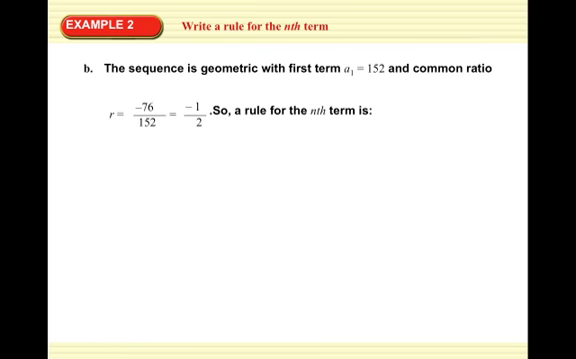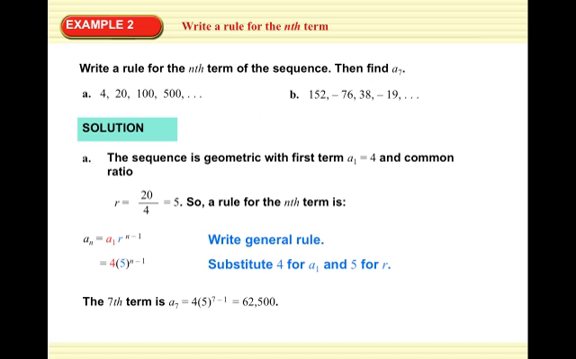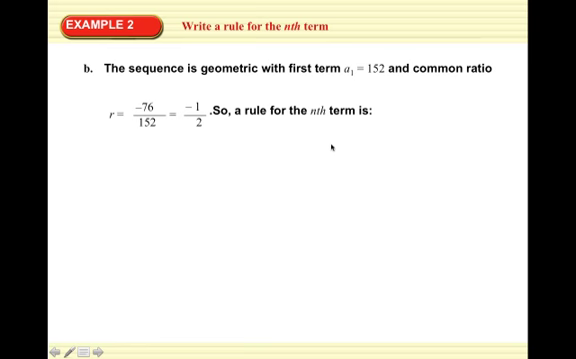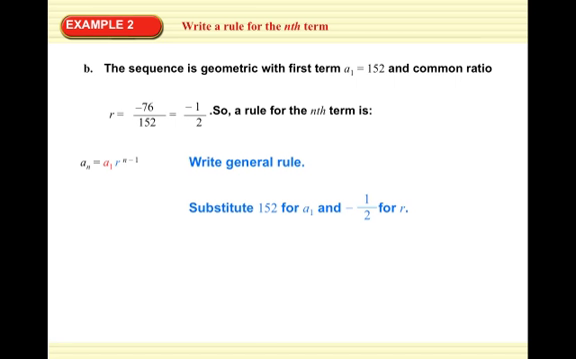The sequence is geometric with the first term equaling 152, right? Yep, there's the first term, 152. To figure out what R is, we do second term divided by first term. So negative 76 divided by 152, which is negative 1/2. So a rule for the nth term is, and we'll plug in 152 for A1 and negative 1/2 for R. So we get 152 times negative 1/2 to the n minus 1 power.